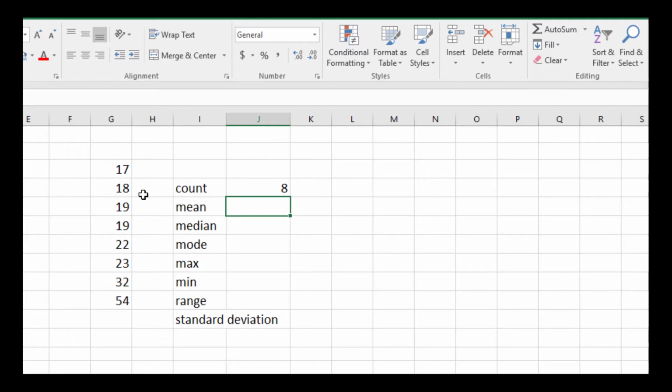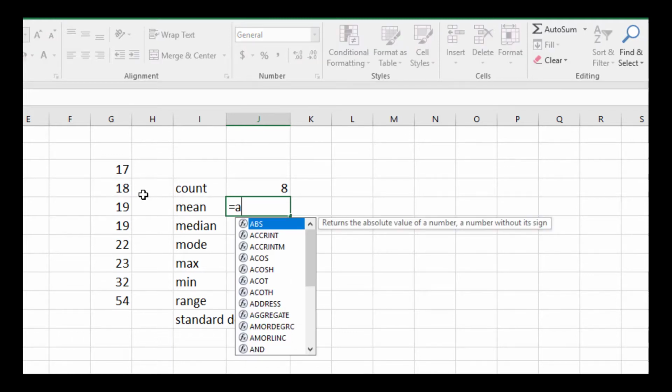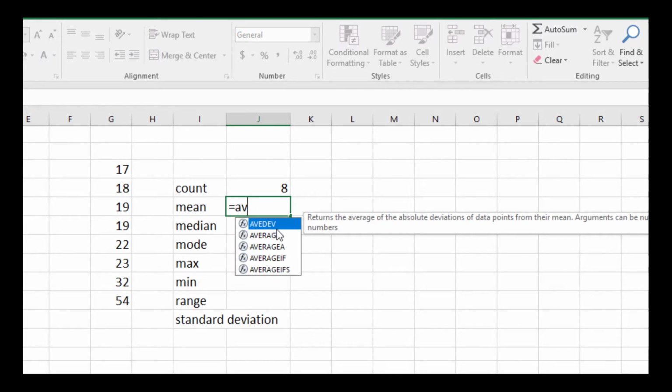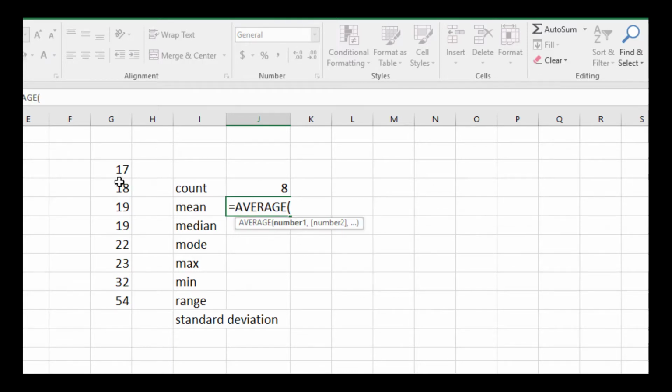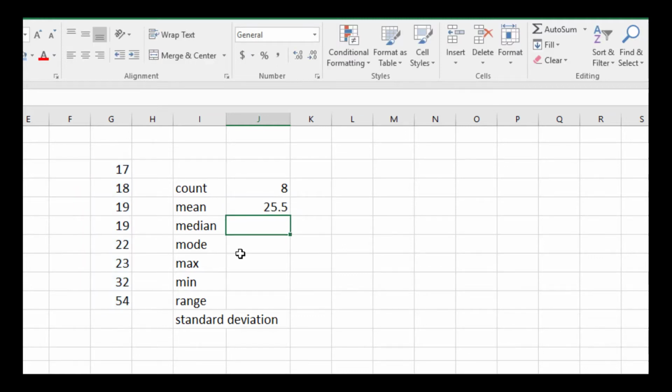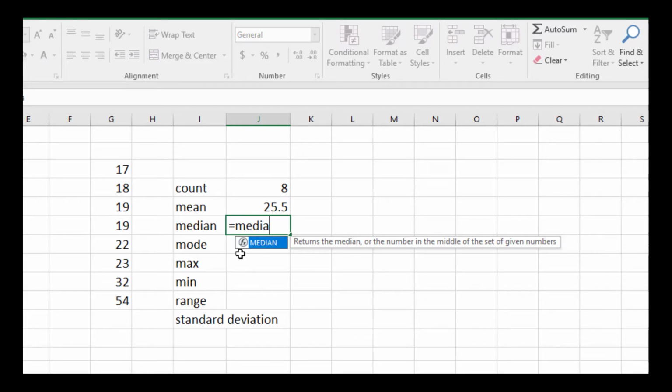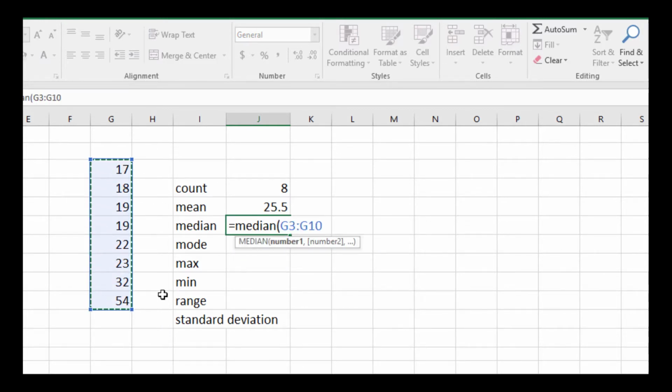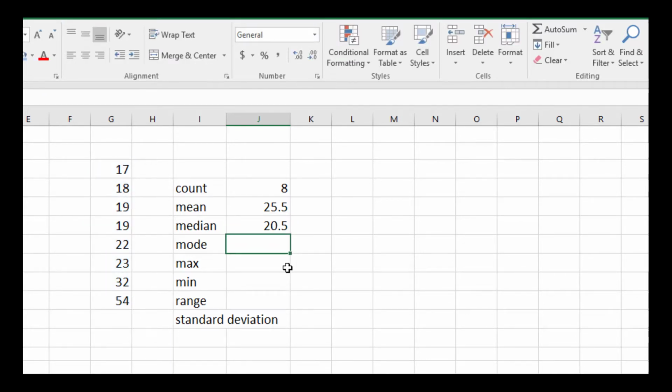Mean is just equals AVERAGE, and you can start typing and you'll see average right there. So I'm going to left double click, and I want the average of all these numbers, and that's what I mean by cell A to cell B with the colon. The median is equals MEDIAN. Again, it's a built-in function. The mode is also a built-in function.